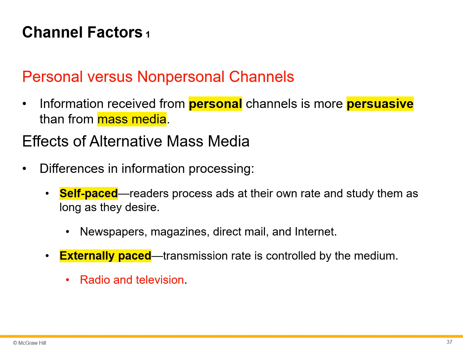Also, let's talk about the channel factors in communication. Remember the personal versus non-personal channels, right? Information received from personal channels is more persuasive than from mass media or non-personal channels. Personal channel is more persuasive. Now, the effects of alternative mass media: there are differences in information processing for mass media. Some mass media is self-paced versus externally paced.